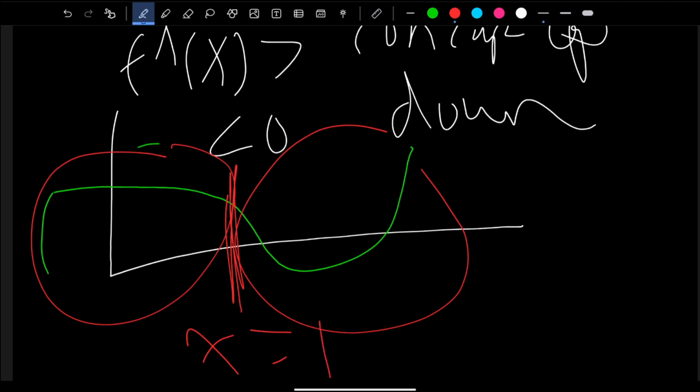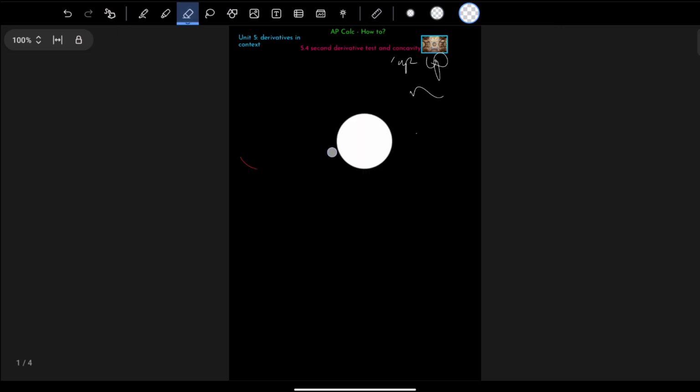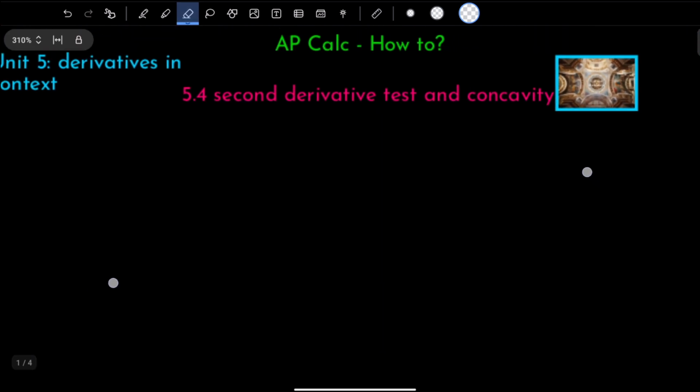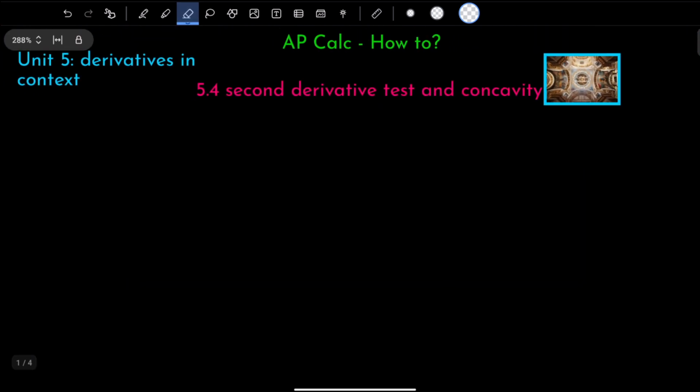Anyways, to summarize this video and what you've learned today, you'll need to remember: f prime prime of x tells you concavity. If it's greater than 0, concave up. Less than 0, concave down. Points of inflection happen when f prime prime changes sign. The second derivative test will confirm extrema when f prime equals 0.